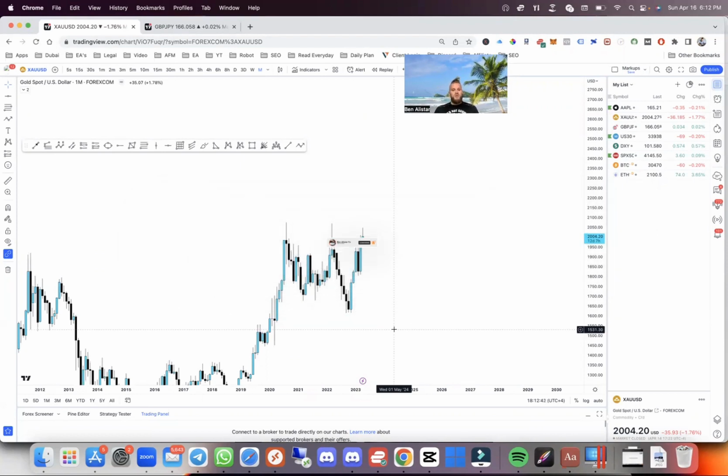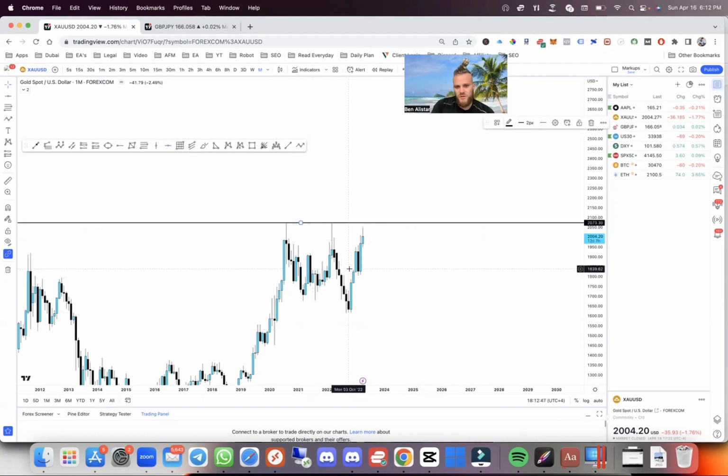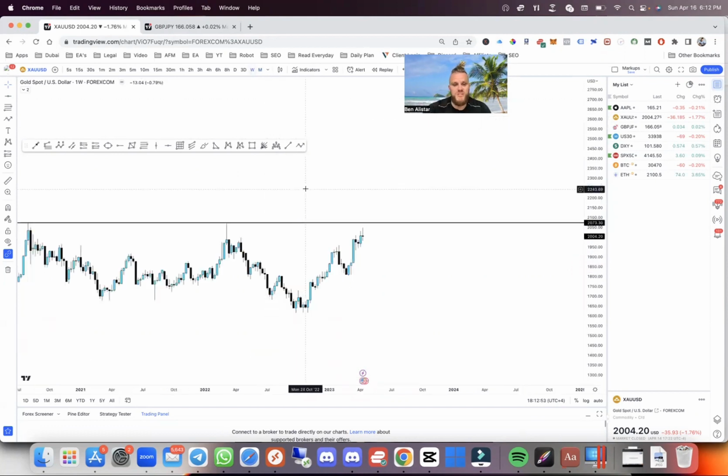So let's start on the monthly on gold, guys. The target is still the 2070 here. We've got this confirmed continuation pattern here. The monthly candle is still bullish. We're still pushing up. Now, if we go down to the weekly, what can we see?